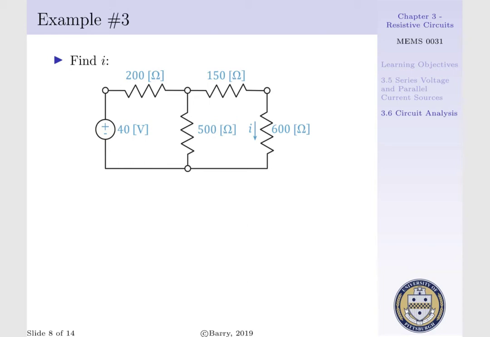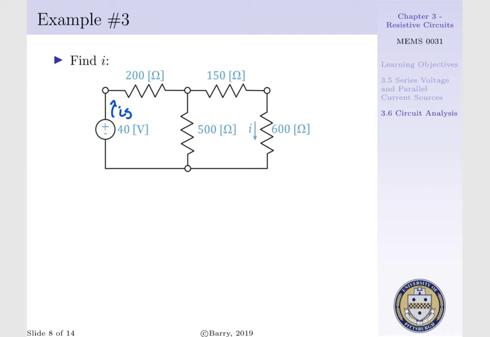In example 3, we're interested in determining I, where I is our current running through our 600 ohm resistor. Now to do such, we're going to have to reduce our circuit to the most simplified version such that we can find our current I sub s that's coming through our source, and then we can perform current division. For us to determine I sub s, we have to reduce our circuit into the most simplified version.